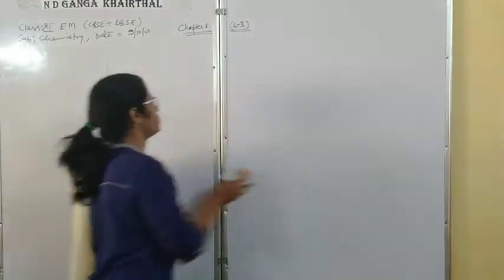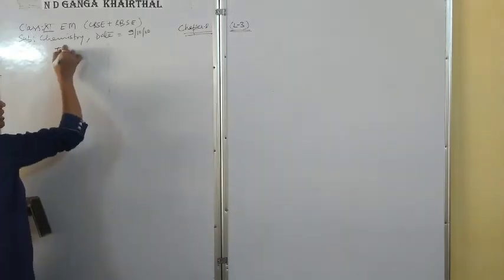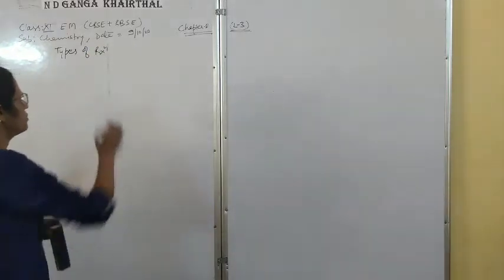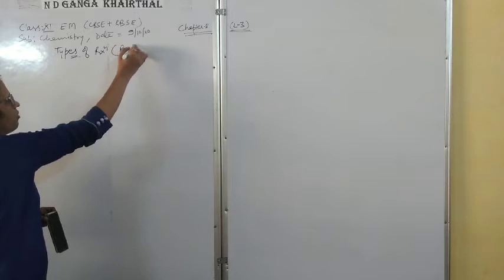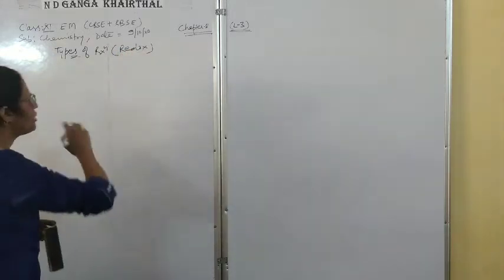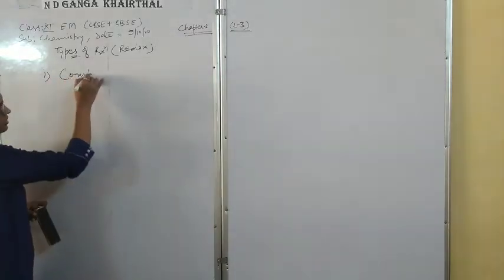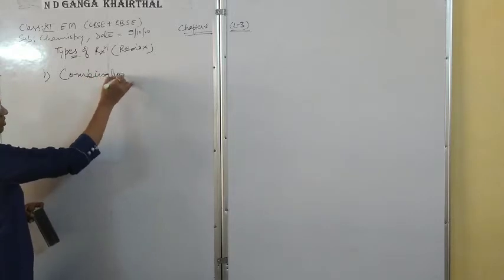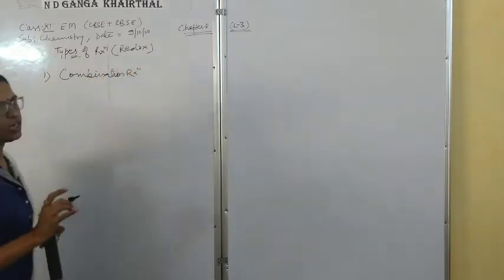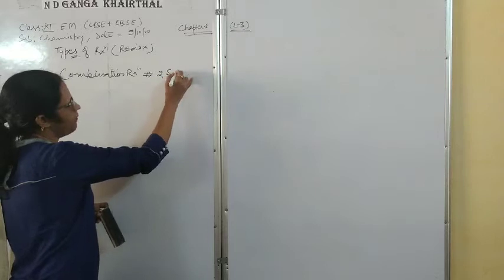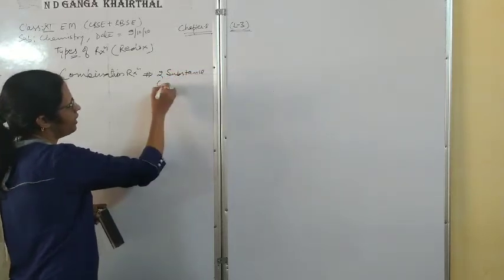Now the types of reaction. Which types of reactions are there? Types of redox reaction. It is of 4 types. First is the combination reaction. What is a combination reaction? It is a reaction in which two substances combine.